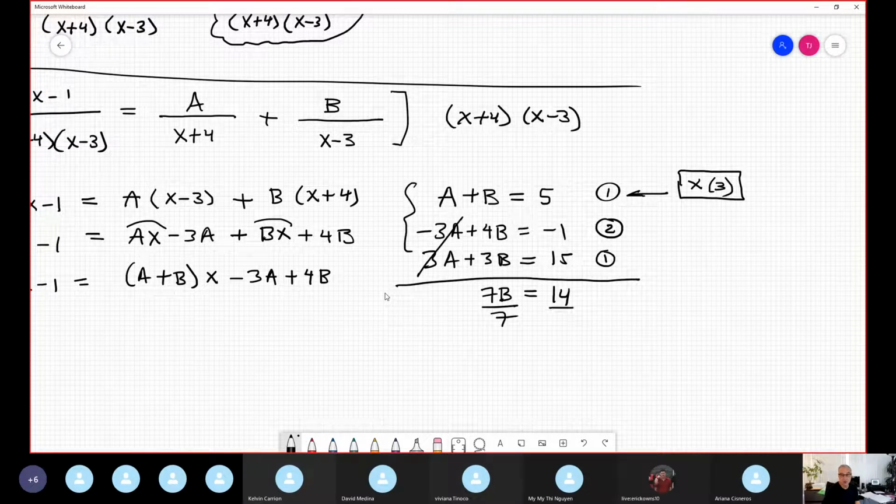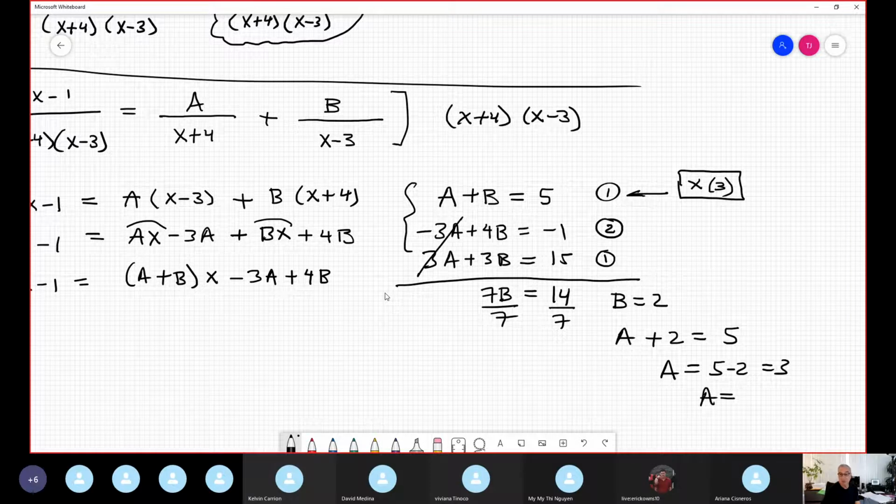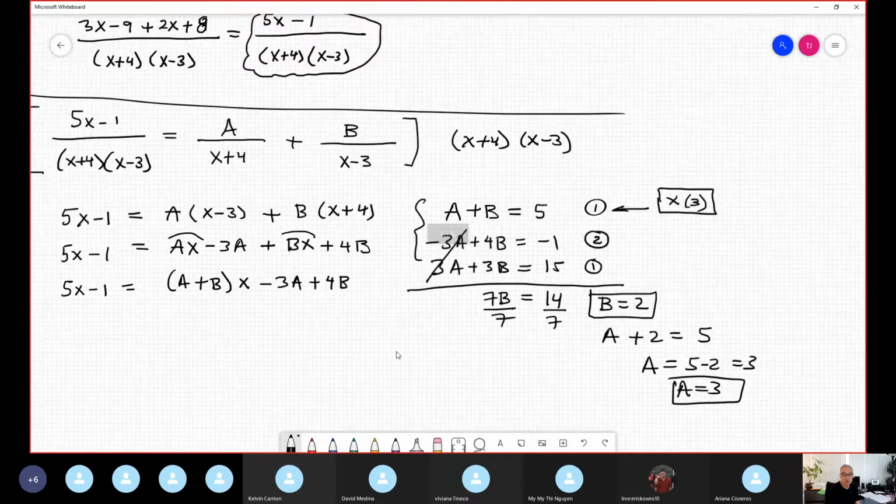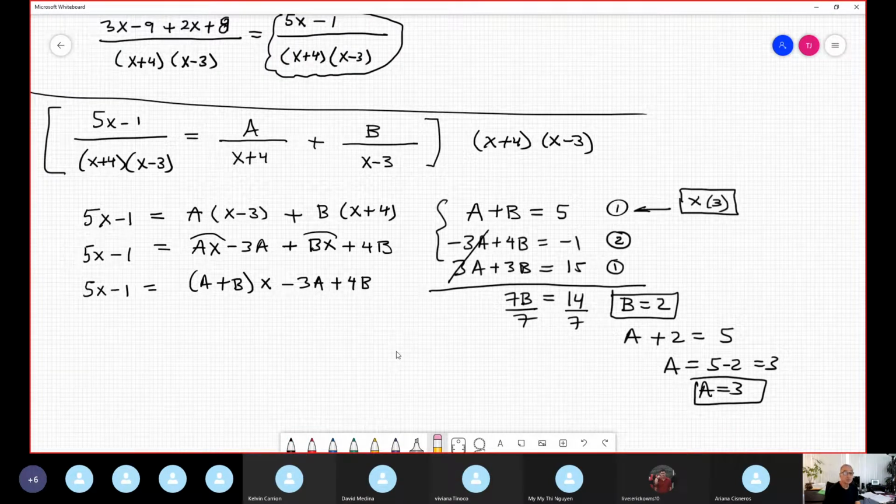Therefore, dividing both sides by 7, B is 2. And to find A is super easy, because the only thing you should do is substitution, and the easier equation, in my opinion, is the first one. So A plus B, which is 2, equals 5. Therefore, A is equal to 5 minus 2, which is 3. A is 3, B is 2. Now you replace here: no A anymore, it's 3, and no B anymore, it's 2.